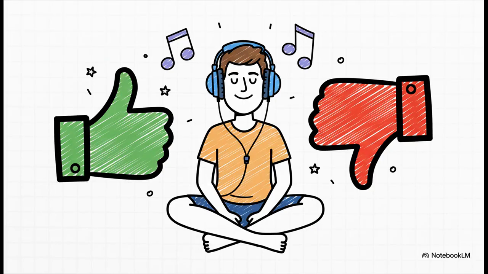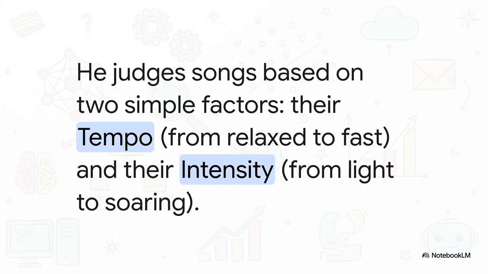So meet Paul. Paul is a simple guy when it comes to music. He either likes a song or he dislikes it. That's it. No 50 shades of gray. His taste, his past choices, that's our data. And to keep things nice and easy for us, Paul's entire decision-making process boils down to just two things: the song's tempo, is it relaxed or fast, and its intensity, is it light or is it totally soaring?